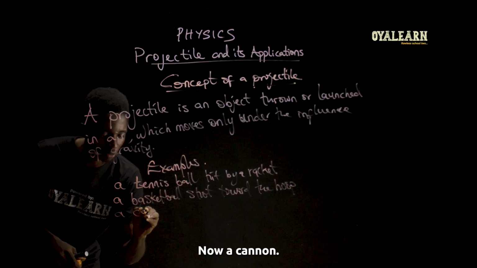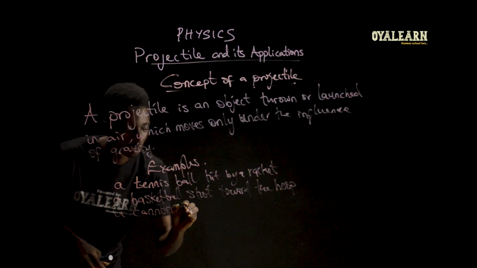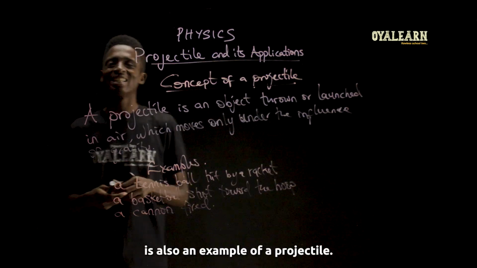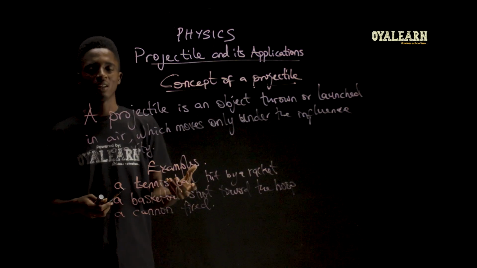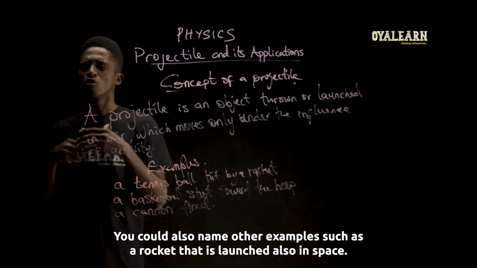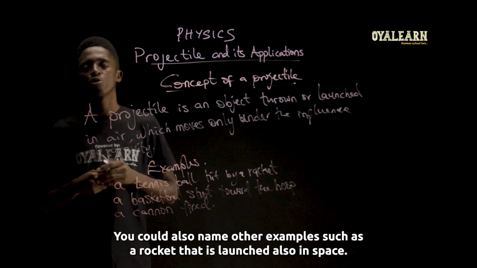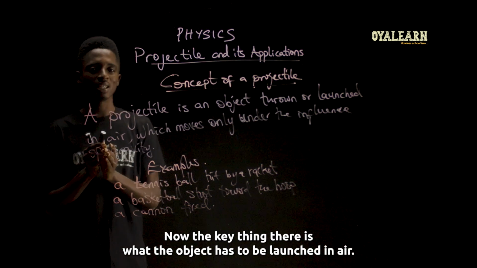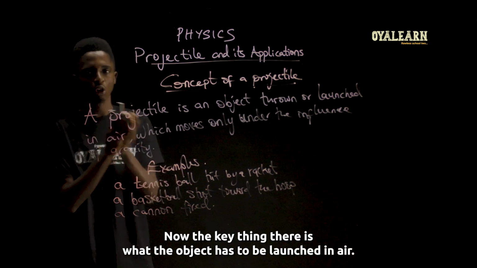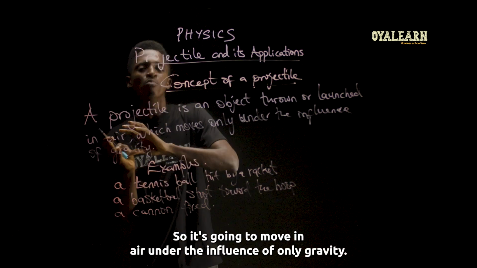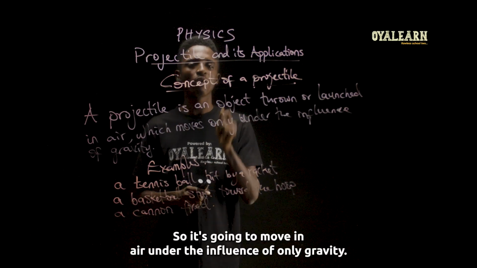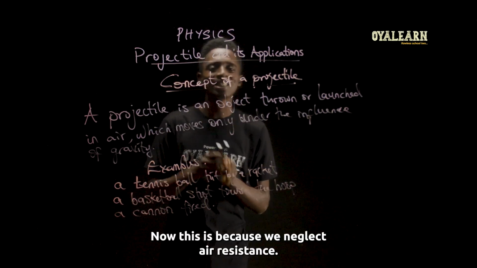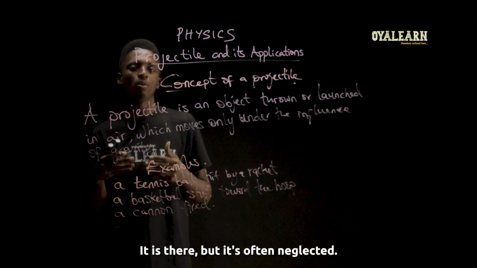Now, a cannon fired is also an example of a projectile. You could also name other examples such as a rocket that is launched in space. It's also a projectile amongst other objects. The key thing there is what? The object has to be launched in air, so it's going to move in air under the influence of only gravity. This is because we neglect air resistance. It is there, but it's often neglected.